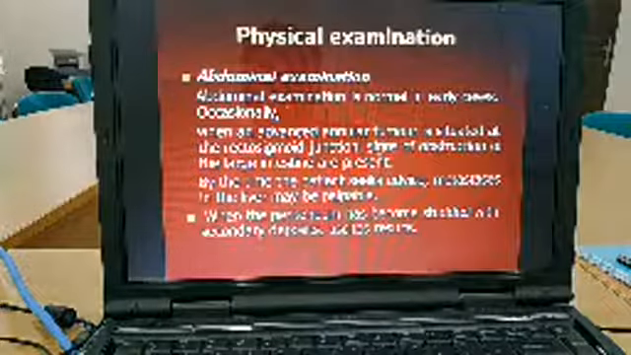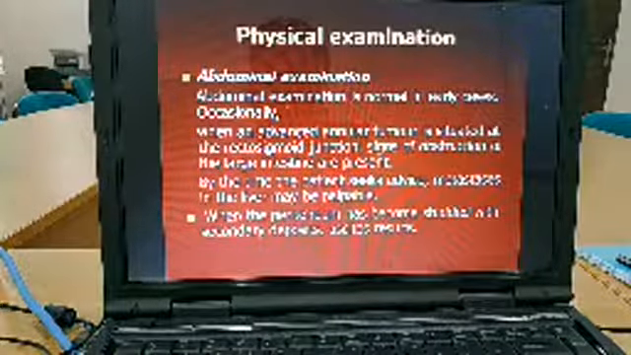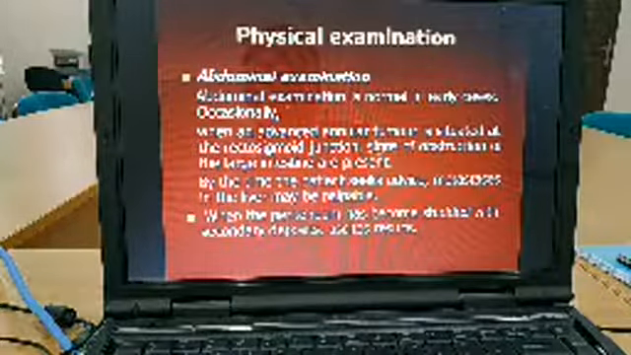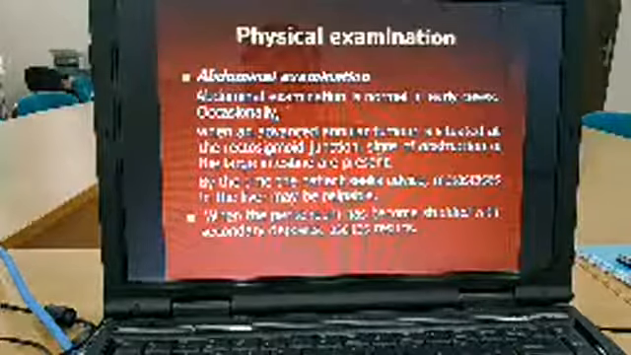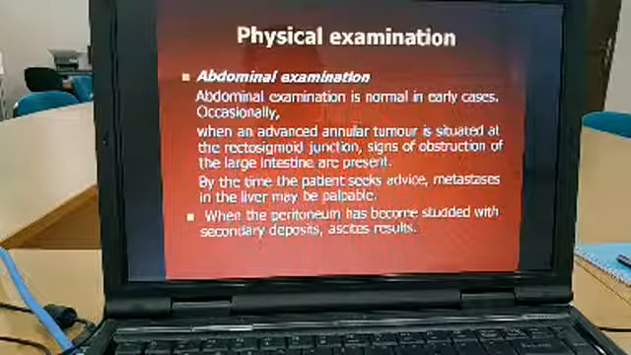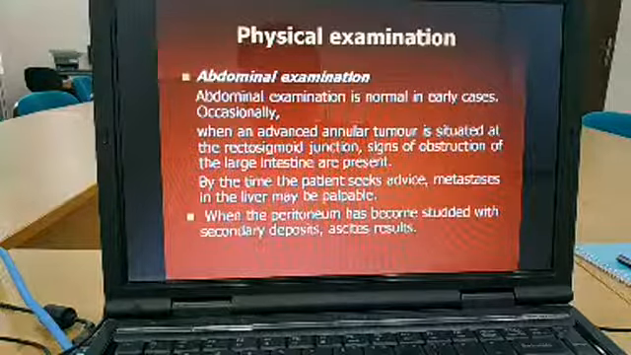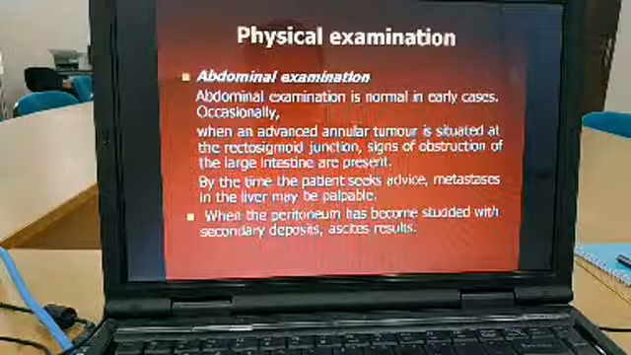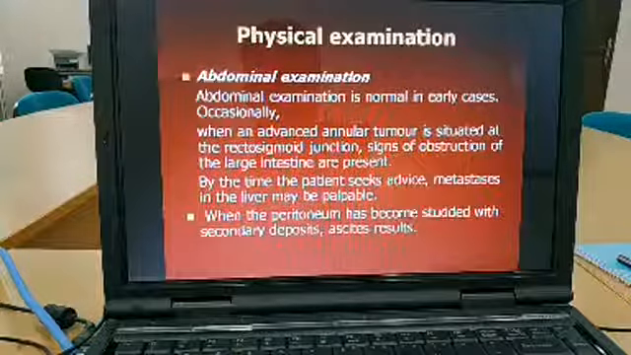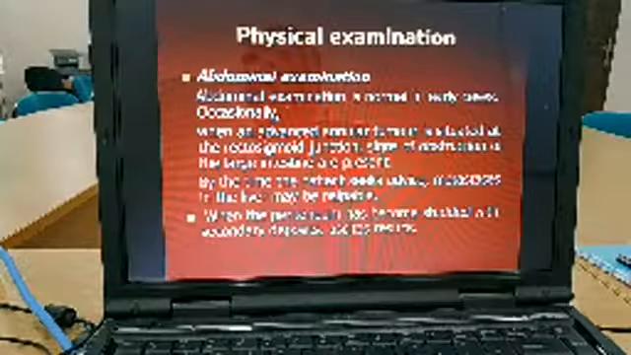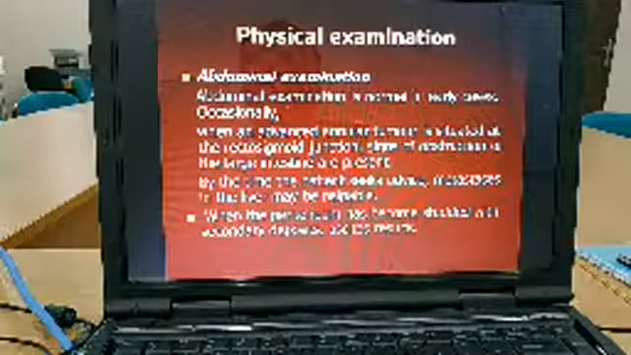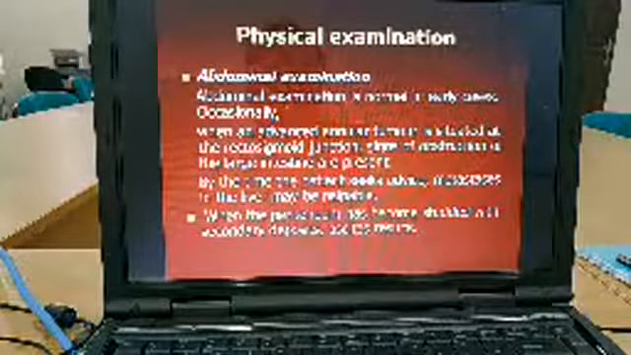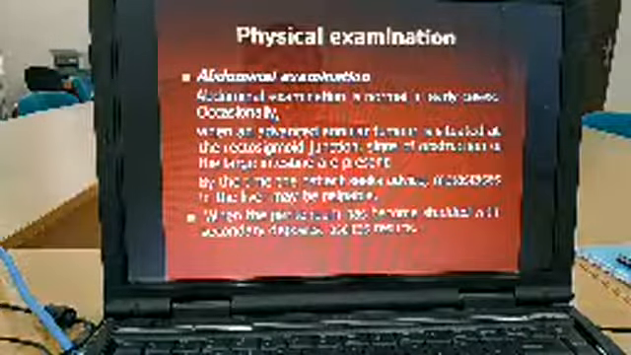Apart from the general examination, you have to do a thorough abdominal examination. Abdominal examination is normal in early cases. It's a very, very important thing. In early cases, you will not find any abnormalities in the abdominal examination. When an advanced annular tumor is seen in junctions, there may be signs of obstruction of the large gut. At the time the patient seeks advice, metastasis in the liver may be palpable. If it is an advanced case, you may find the liver is palpable.